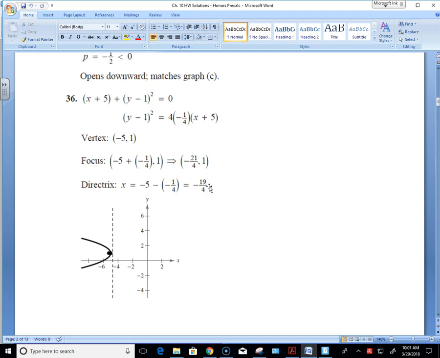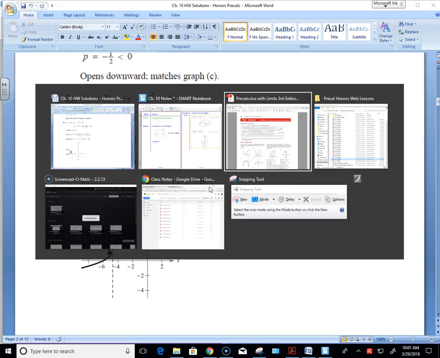Okay. Let me freeze the screen. I see a couple of you guys still grading. Remember, focus on the directrix. You had to find P. And to find P, you had to set, I think it was -1 equal to 4P. And that's how you would have gotten -1/4.